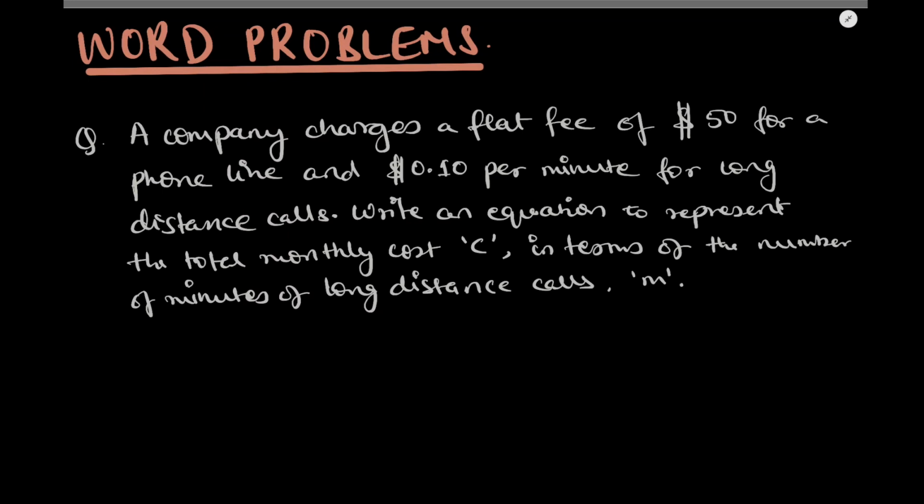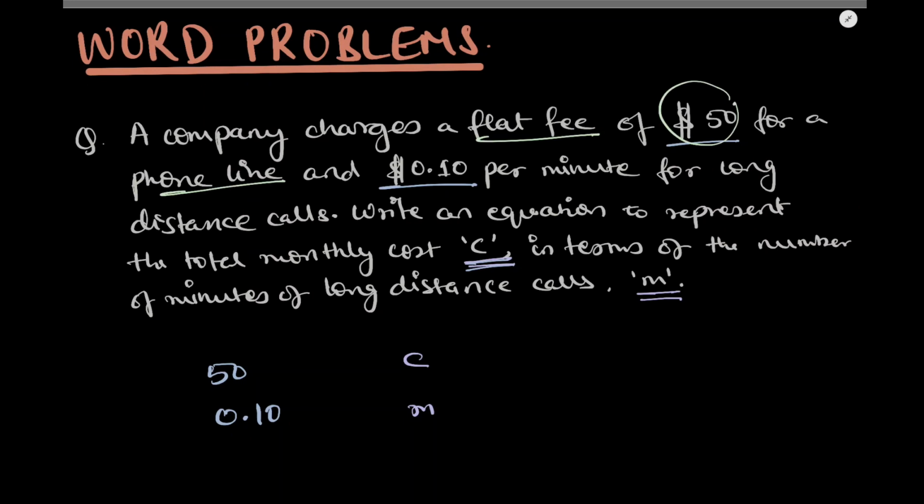A company charges a flat fee of $50. This is a number, so I will write it down: 50. For a phone line and $0.10 per minute. This is again a number, so I will write it down: 0.10. Now for long distance calls, write an equation to represent the total monthly cost C. This is a variable. Variables are really important, so we write it down as well. In terms of the number of minutes of long distance calls M. Here we write down M as well.